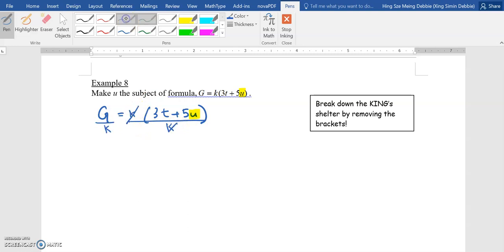Alright, so I know now 3T plus 5U essentially is G over K. Now, it is 3T plus 5U, so let's remove the 3T first. In order to remove the 3T, I will minus 3T on this side, so therefore I'll minus 3T on this side as well. So I know that 5U equals G over K minus 3T.